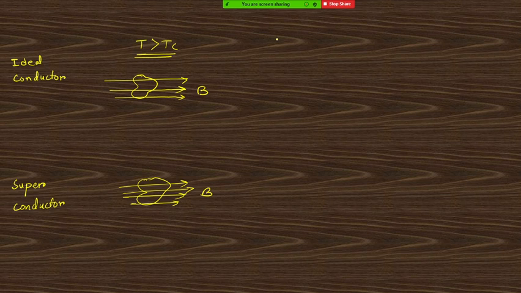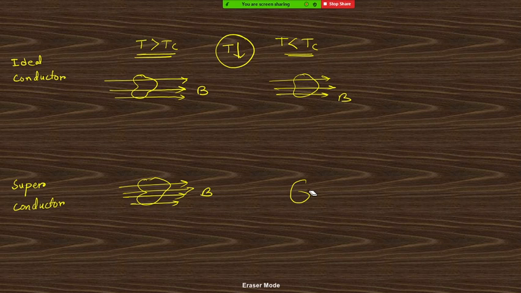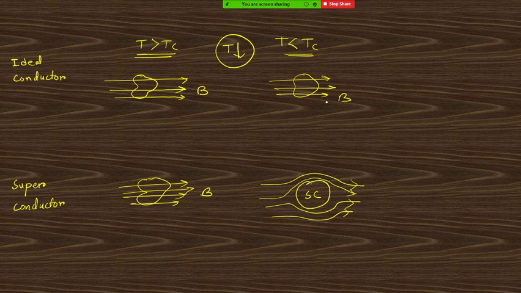Now, if we reduce the temperature below T_C, the critical temperature, the ideal conductor has no change. It behaves the same. The temperature is cooled down in both, but here what will happen? The superconductor behaves as a dielectric material, so the magnetic lines of force are diverted like that. This is the ideal conductor, and this is the superconducting state.